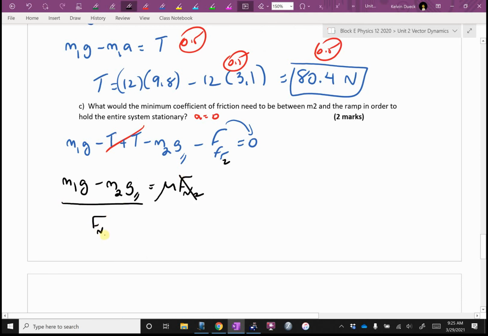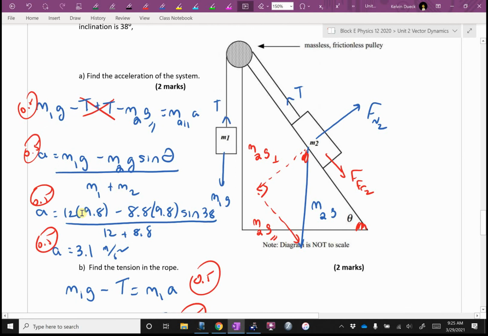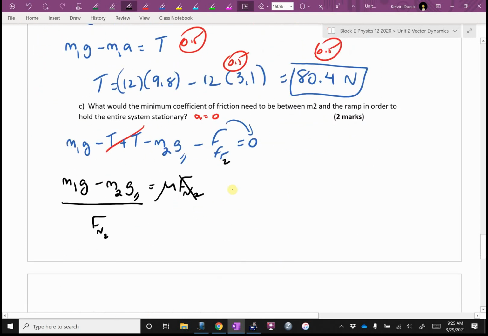Divide by normal force number 2. I don't know normal force number 2. Oh, but look. I know the force the same size as normal force number 2, M2G perpendicular. Perpendicular? Of course I know the answer to that. So I think I can go like this.